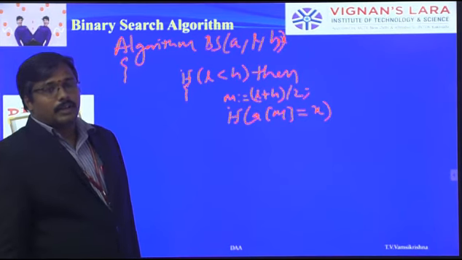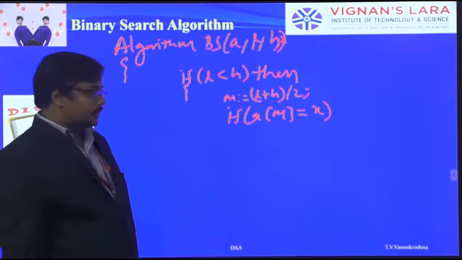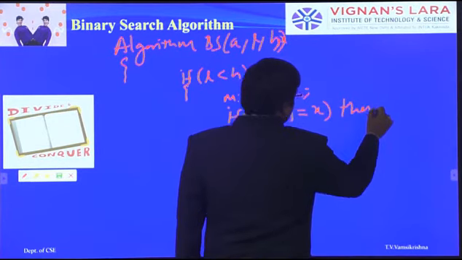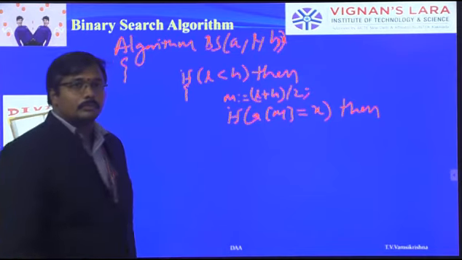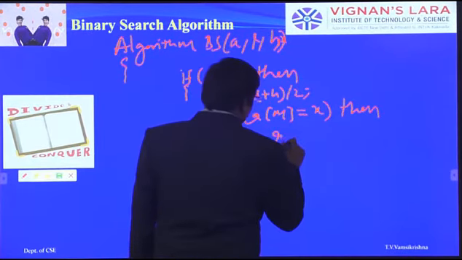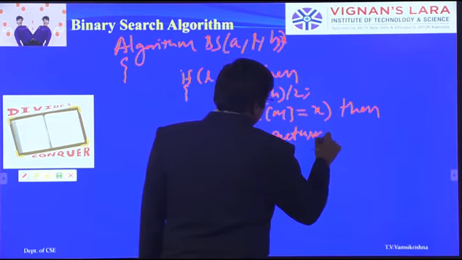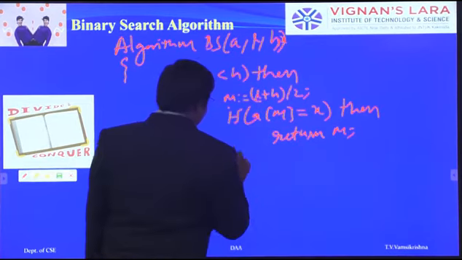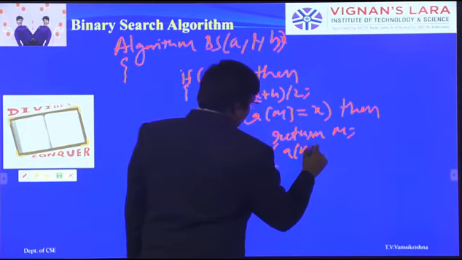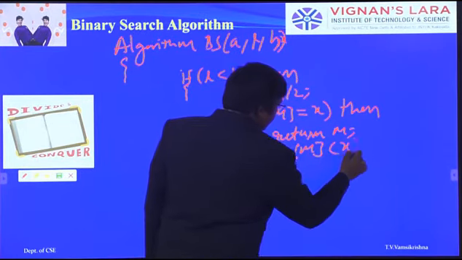We need to pass the required element. So that is X. So if A of M is equal to X, then that is the required element. So return M.